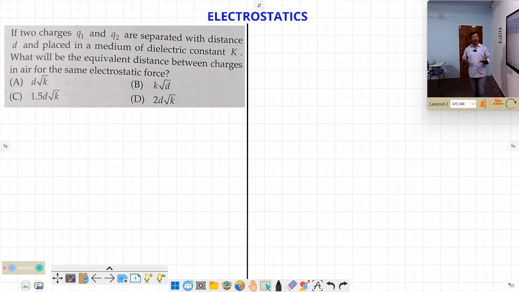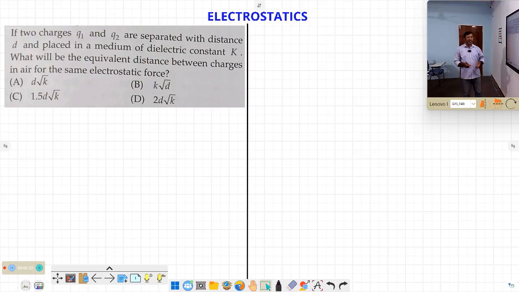Hello students, today we are going to discuss problems based on what we completed in the previous class, the electrostatics topic. We completed two topics: force, that is Coulomb's inverse square law, and the electric field concept and field lines concept, and some applications also we learned.